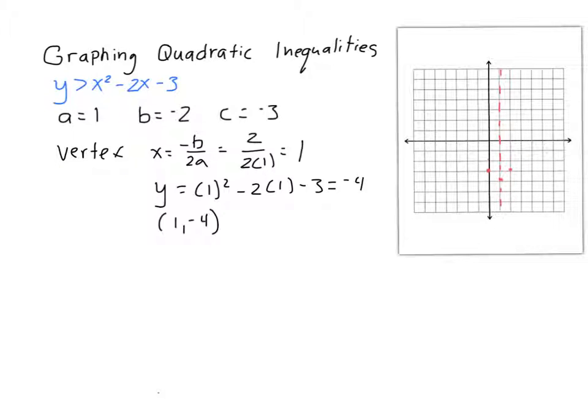When graphing inequalities, the inequality symbol determines what kind of a line we use to connect our points. If we have a greater than or less than symbol, we will use a dashed line to connect our points. If we have a greater than or equal to or less than or equal to symbol, we will use a solid line to connect our points. You can see that in our problem, we have a strict inequality, a greater than symbol. So we're going to be using a dashed line to connect our points.